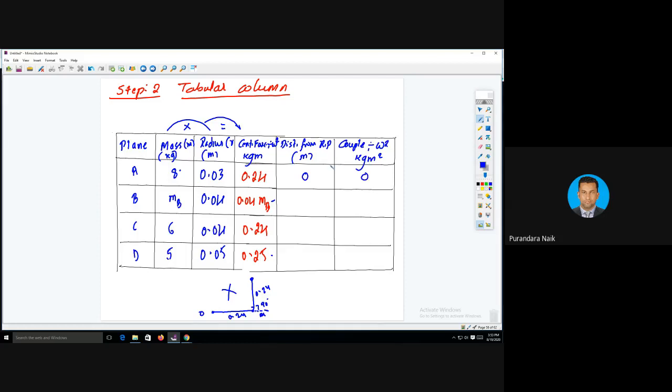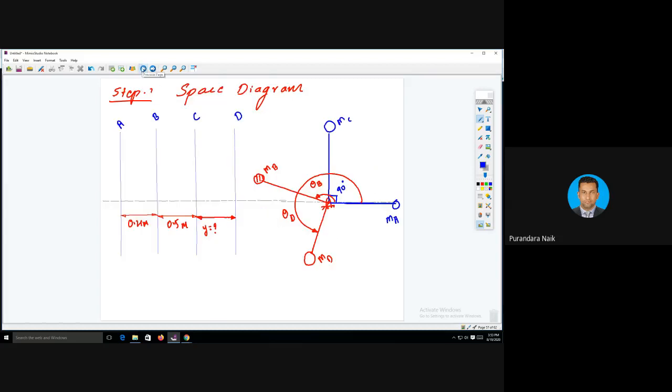You cannot select A as a reference plane because it is a known mass. Please remember, you should not take a plane which is having a known mass and known angle. That you need to keep in your mind. Okay. After that, A you cannot select.